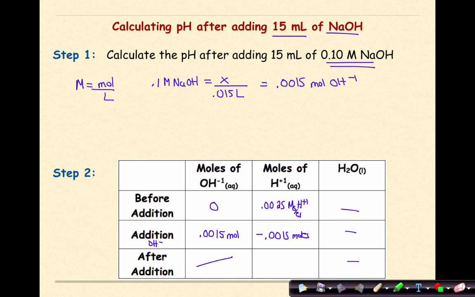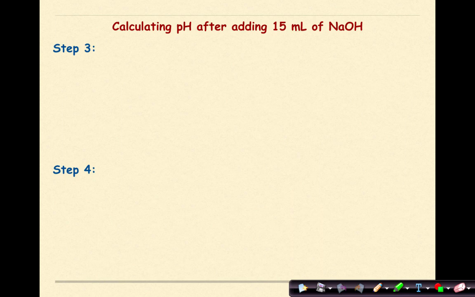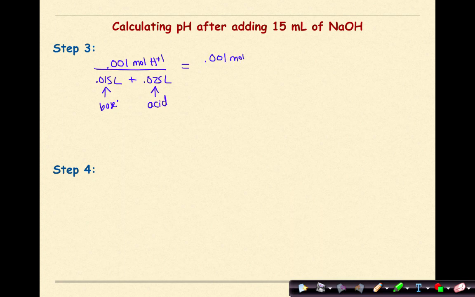And how many moles of hydrogen ions do I have remaining? Well, I have 0.001 mole hydrogen ion remaining. And from that now, I need to figure out how my molarity has changed. So step 3 is going to take that remaining hydrogen ions, 0.001 moles of hydrogen ions, and I'm going to divide that by my total volume. So I have 0.015 liters, and that's coming from the added base. And I'm going to add that to the initial volume of acid that I started with, 0.025 liters. So that is from my original volume of my acid. I'm going to have 0.001 moles of hydrogen ions over the total volume. And if I add those two numbers together, I'm going to get 0.04 liters.